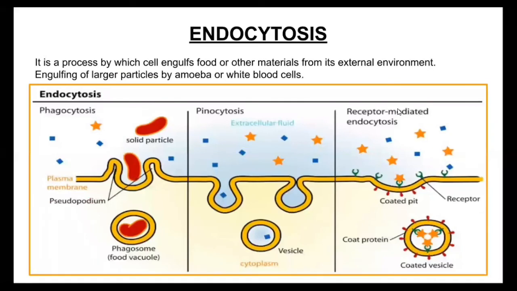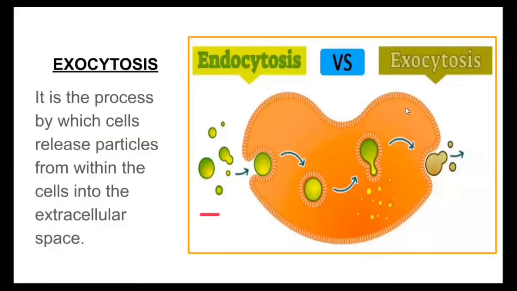Now here comes endocytosis. It means engulfing. It is divided into three categories. If the solid particles are taken in by the folding of the cell membrane, then it is called phagocytosis. If the liquid material is taken in by the folding of the cell membrane, then it is called pinocytosis. And if some of the materials are taken in by the help of receptors, then it is called receptor mediated endocytosis. Taking in, endocytosis. Throwing out the material of the cell, exocytosis.